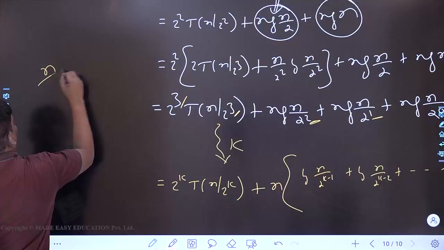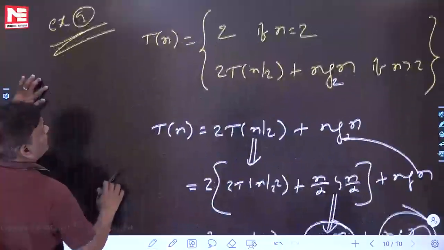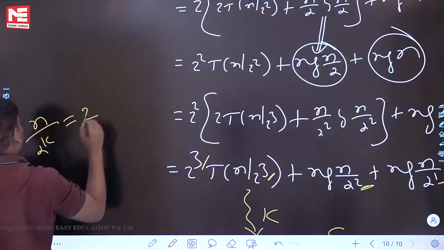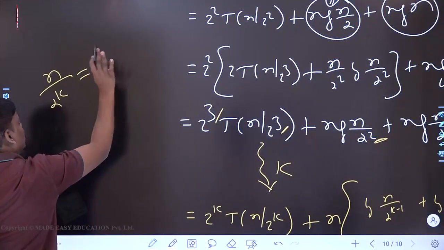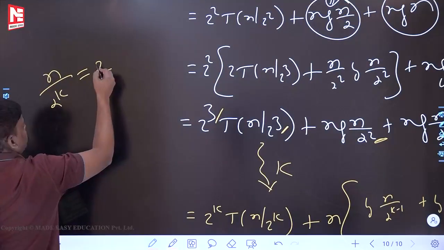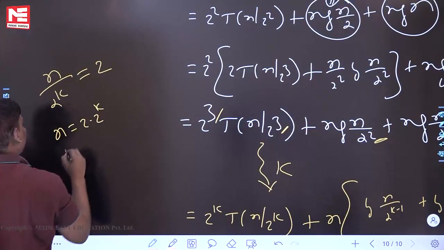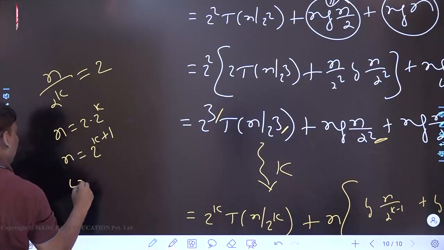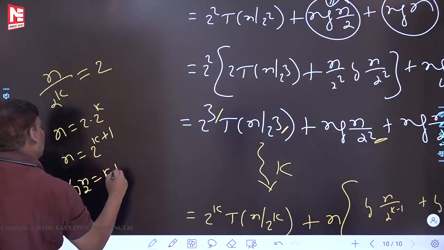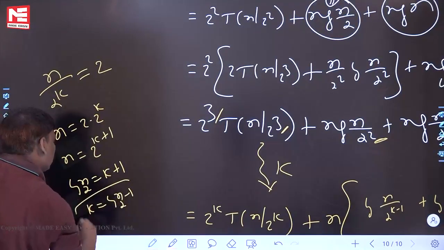Next one, to find the k value, n/2 power k is equal to, depending upon what is given, I think the termination is 2. If it is not given, you can keep 1 also, 10 also, anything is okay. n/2 power k is equal to some constant. Next, n is equal to 2 into 2 power k, which goes to n is equal to 2 power k plus 1. Finally, log n base 2 is equal to k plus 1. K is equal to log n base 2 minus 1.